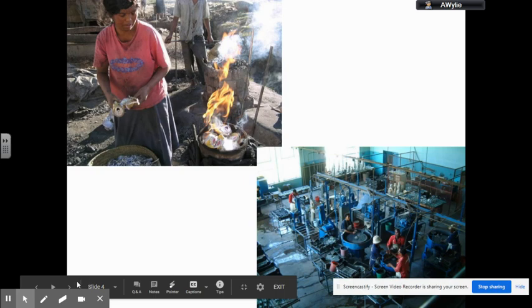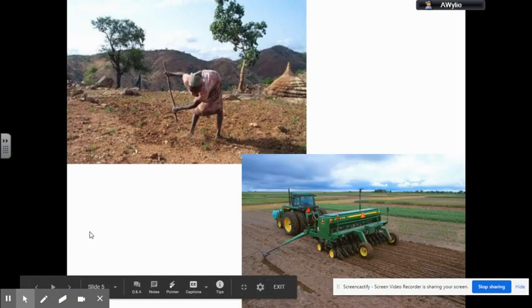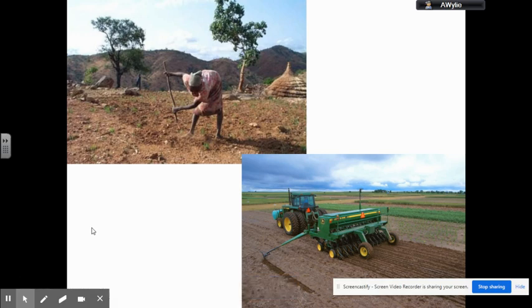Right, let's have a look at our next difference. So the way we produce food. And this really highlights a big difference in development. So here we can see a woman using a stick to open up the ground, which she's no doubt going to try to plant some crops in, and she's doing it all by hand.